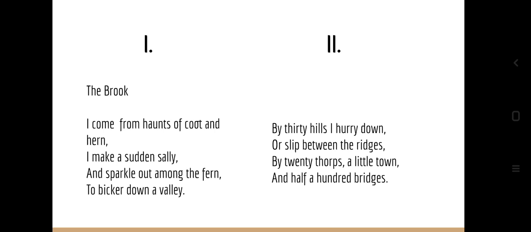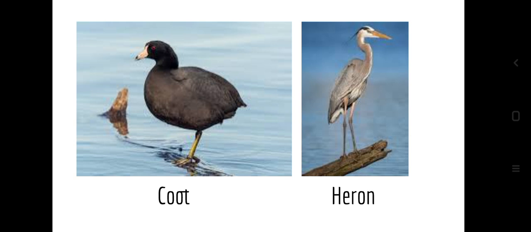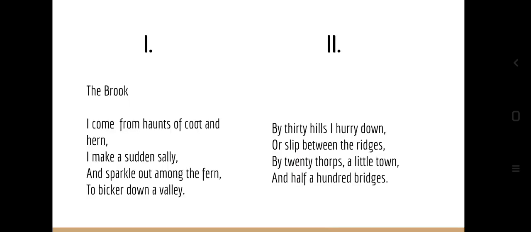So the brook itself says, I come from haunts of coot and hern. Haunts are dwelling places, that is, frequently visited places. Frequently visited by whom? Coot and hern. Hern stands for heron, and coot and heron are water birds. Let me show you the image. See, this is coot and the other one is heron, and both these birds are water birds.